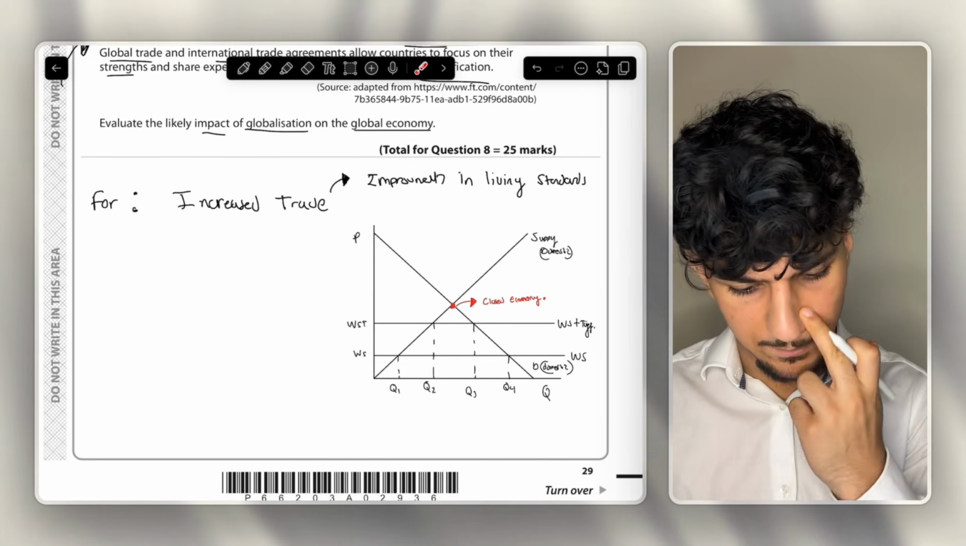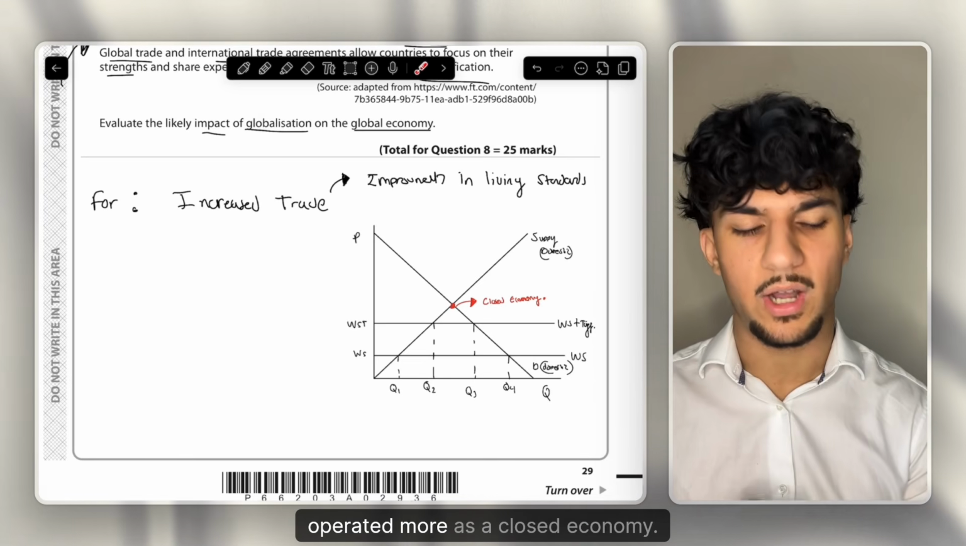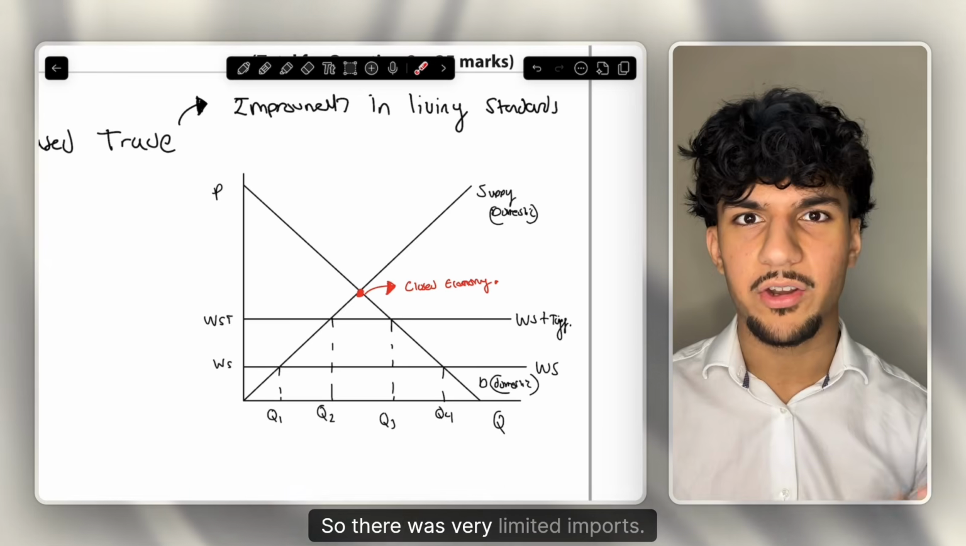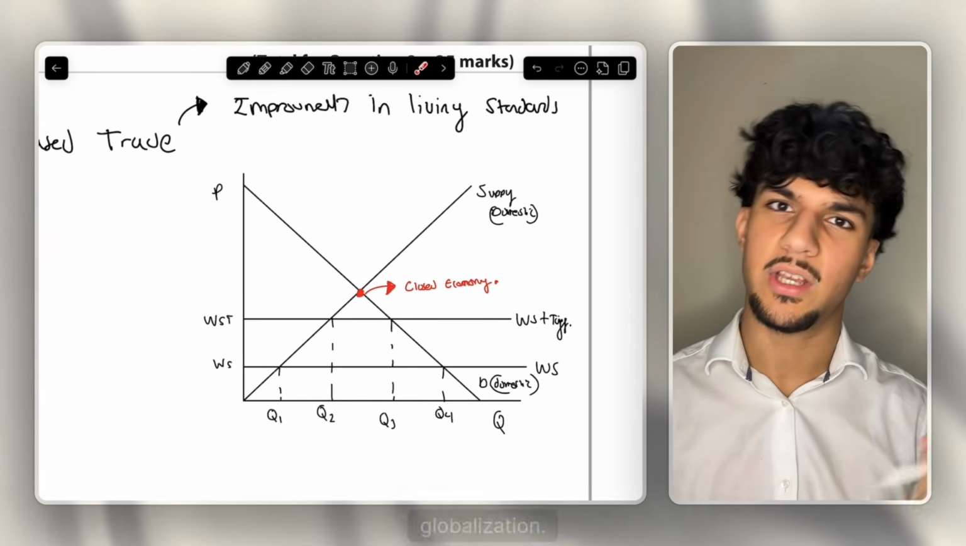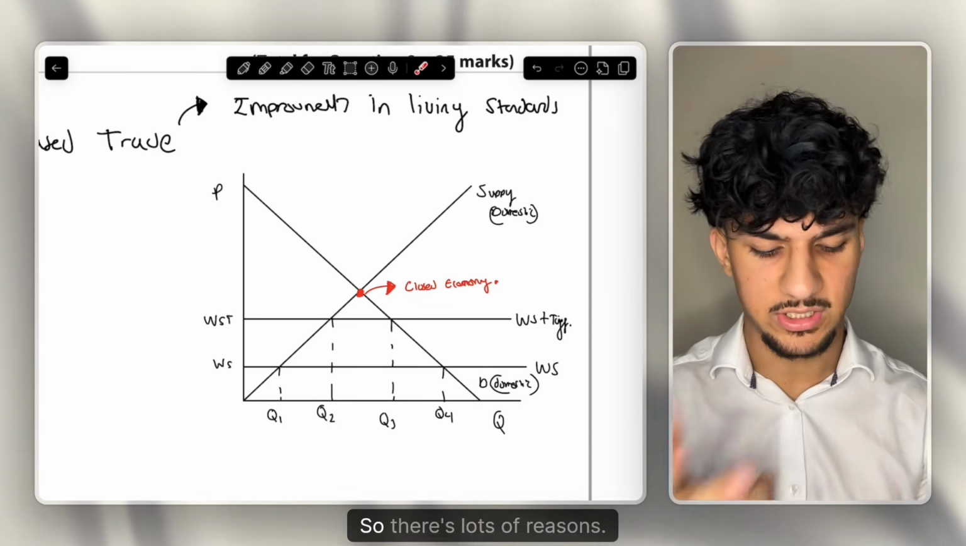So I would say before globalization, economies operated more as a closed economy. So they didn't trade with anyone essentially. So there was very limited imports. But then, of course, we know some of the causes of globalization: improvements in transport, improvements in technology, and containerization. So there's lots of reasons.